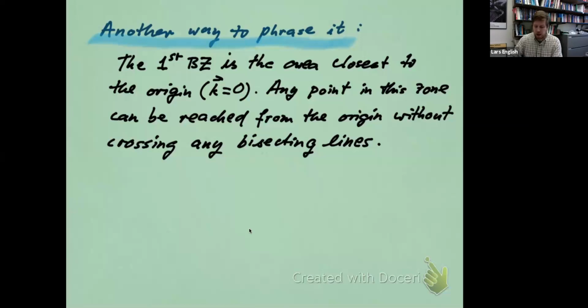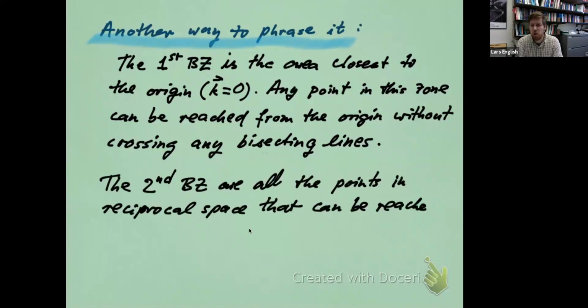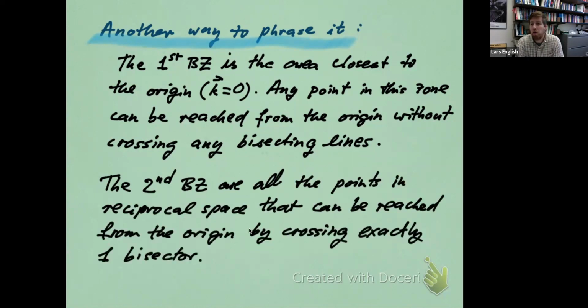Okay, so what about the second Brillouin zone? The second Brillouin zone are all the points in reciprocal space that can be reached from the origin by crossing no fewer than 1 bisecting line. Okay, these bisecting lines in 3 dimensions are often also referred to as Bragg planes. We've already encountered the Bragg condition. These bisecting planes in 3 dimensions are sometimes also referred to as Bragg planes.